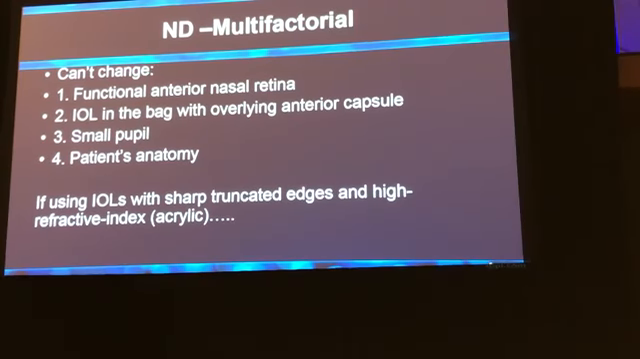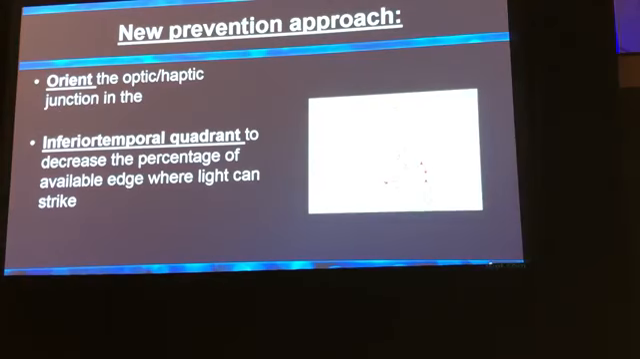So now that I just confused you completely, and I just told you that there's probably anatomical factors: someone has a functional anterior nasal retina, we want the lens in the capsular bag, that's where it's supposed to be. Sometimes they have a small pupil, we can't do anything about that, and sometimes they have a shallow orbit and a prominent globe. So if you have this variety of factors, and you're using a one-piece acrylic lens as your primary monofocal lens with a sharp edge, then this is my hypothesis.